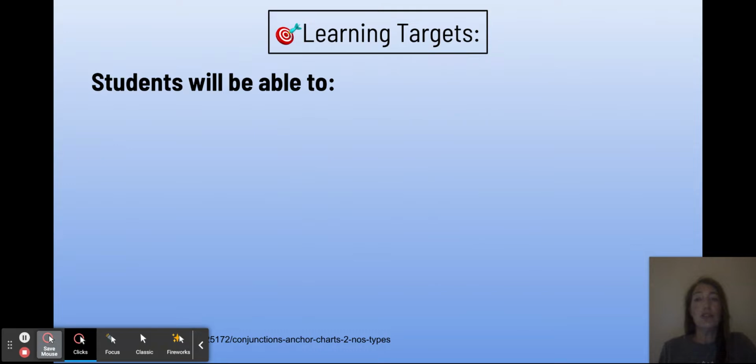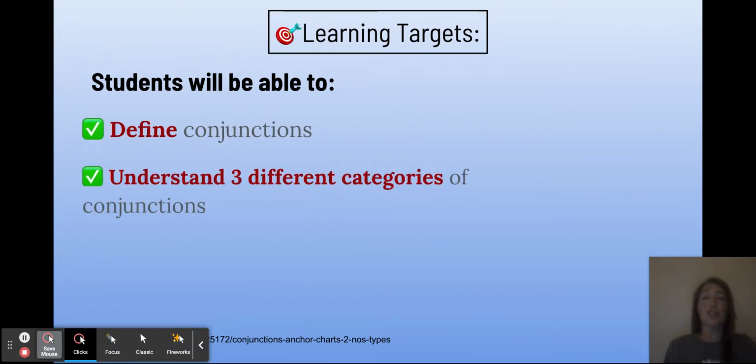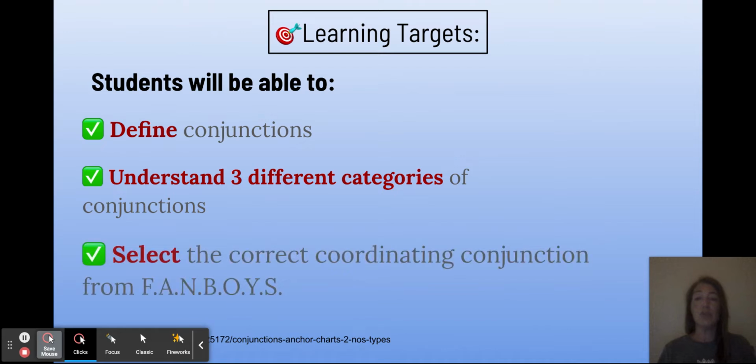So back to our learning targets. What we are going to do is define conjunctions. We're going to understand there's three categories within the larger category of conjunctions. And we're going to specifically look at one of those categories called coordinating conjunctions and learn about the acronym FANBOYS.